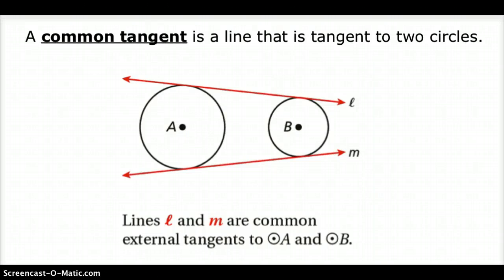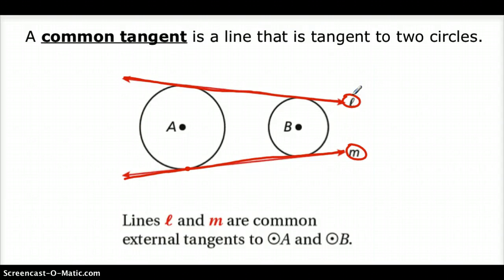So we're going to talk a little bit about some different types of tangents. When one line is tangent to two circles, we call that a common tangent. So you can see with circle L here, right? You can see that line L is tangent to circle B and circle A. And we can also see that line M is also tangent to circle A and circle B.